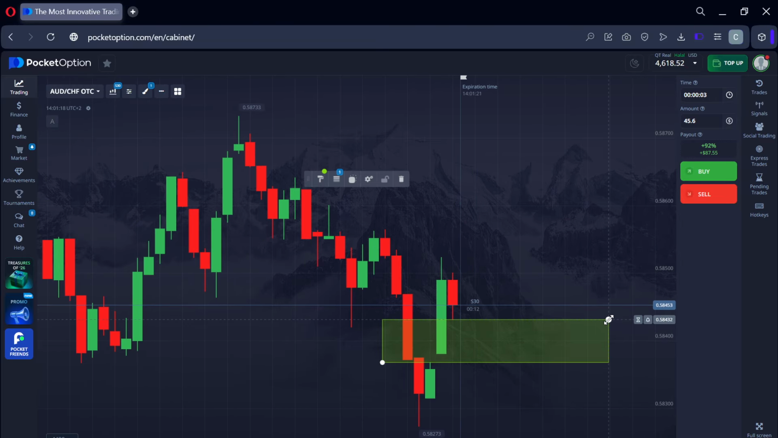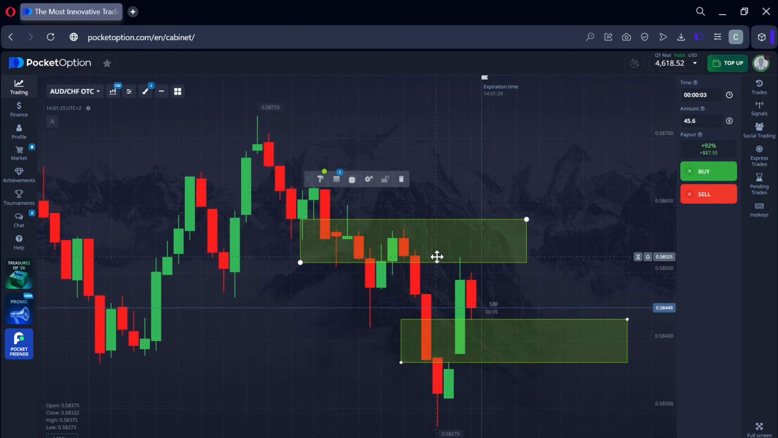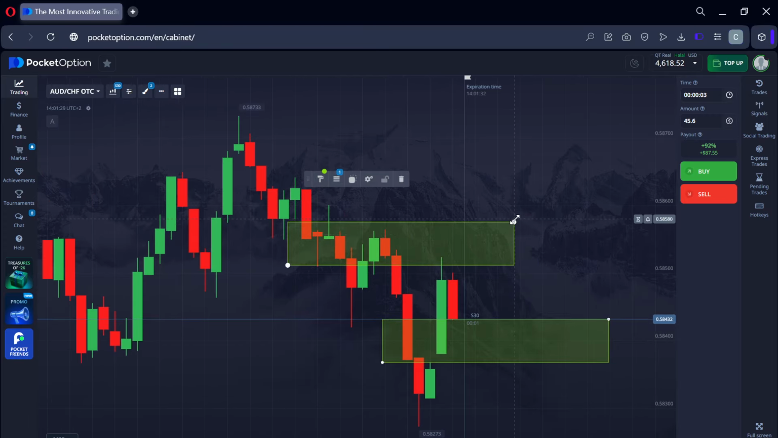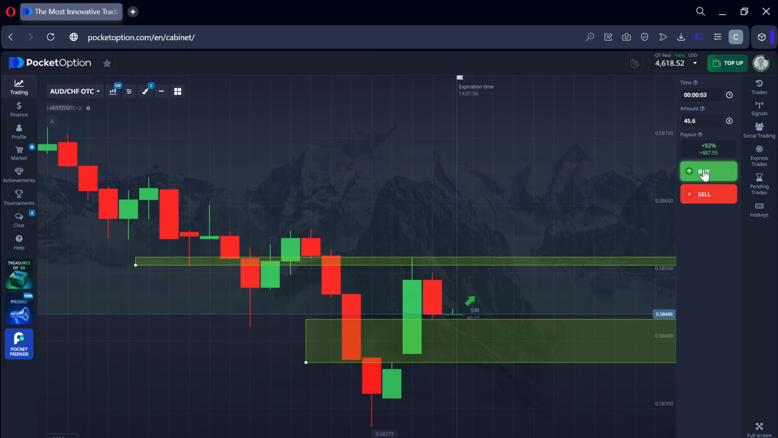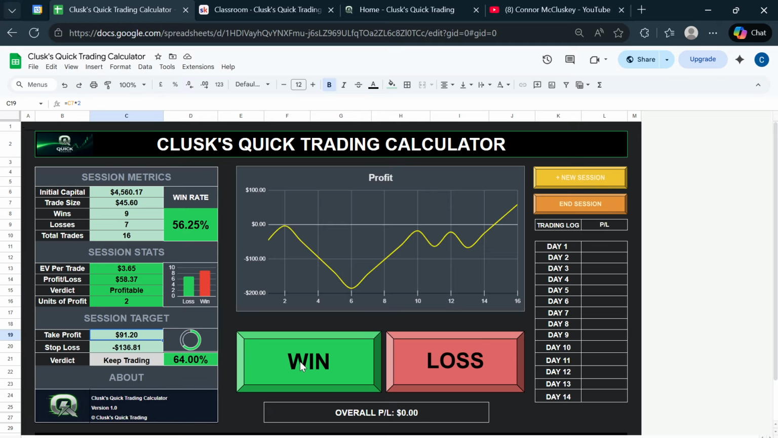There's our fair value gap, and let me just copy onto another slice here, another piece here for this resistance area. So this is probably going to be a selling trade on this next candle. But let's see. Okay, looks like a strong buy. Can take a buy trade here. And we have won. There we go.